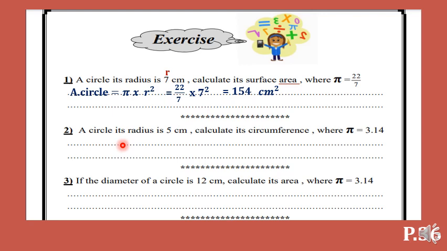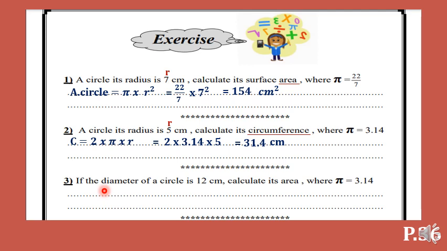Number 2. A circle, its radius is 5 centimeter. Calculate its circumference, where pi equals 3.14. First, what about this 5? This is radius. I want to calculate circumference. What is the rule of the circumference given the radius? C equal 2 times pi times r. 2 times 3.14 times 5, which is equal 31.4 centimeter.